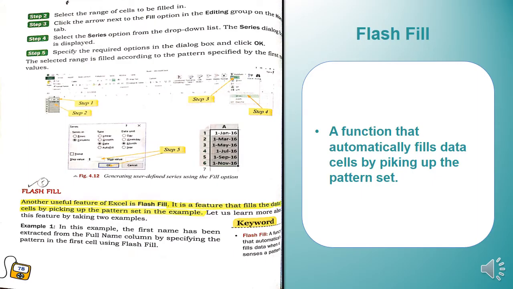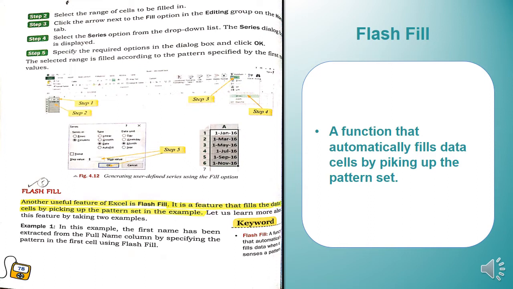Okay, now open page number 78. Here step 2 is select the range of cells to be filled in. First of all, you have to define two consecutive cells, and after that you have to define the range of cells up to where you want to fill these cells.